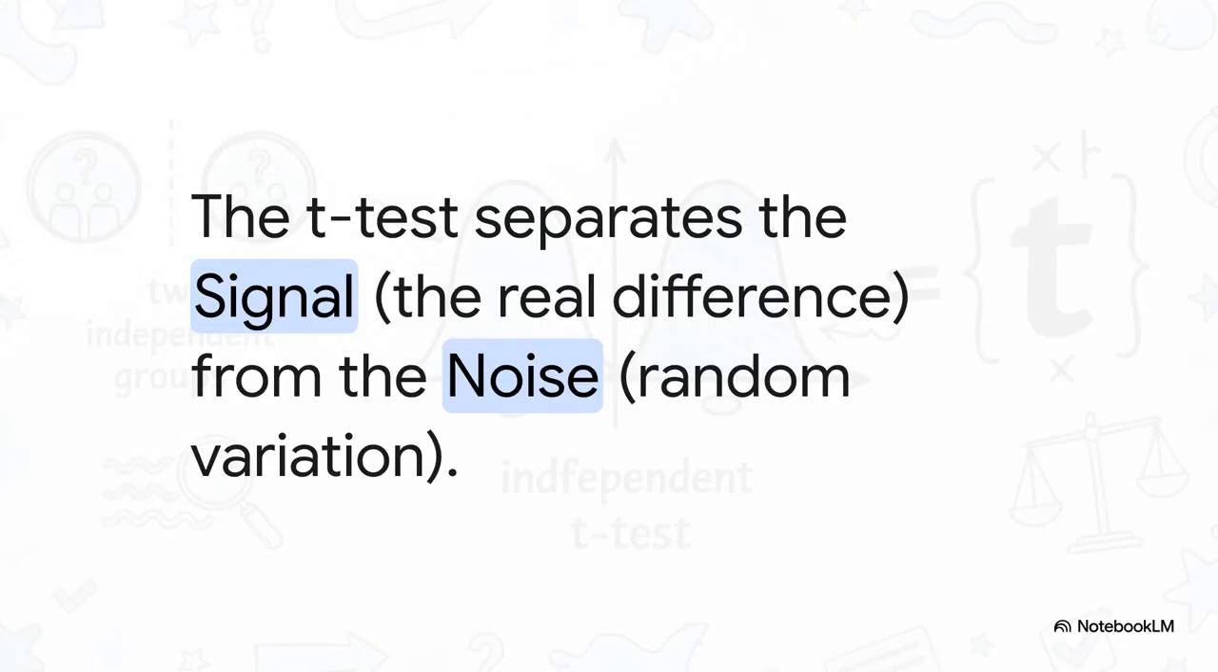And here is the absolute best way to think about it. The difference in averages between your two groups, that's the signal. That's the interesting thing you're trying to find. But within each of those groups, there's always going to be some natural random variation, right? That's the noise. The t-test basically just asks one question. Is our signal loud enough to be heard clearly above all that background noise?